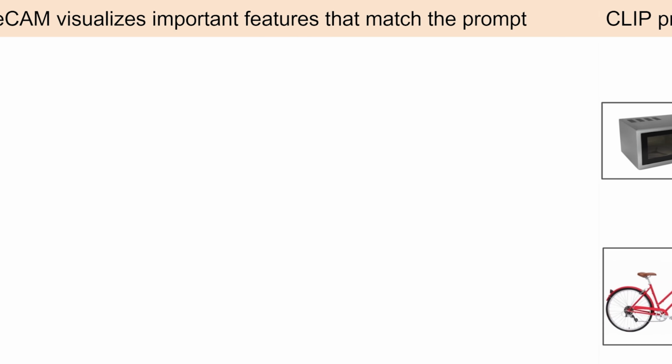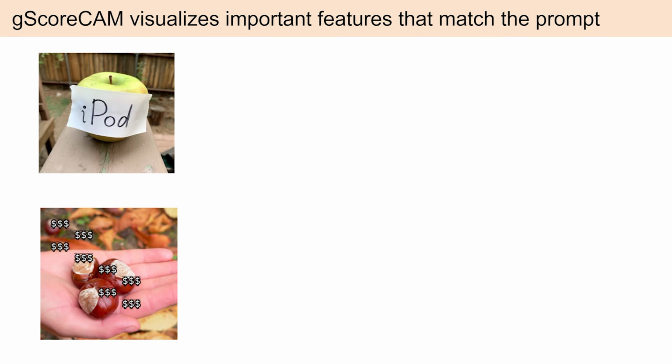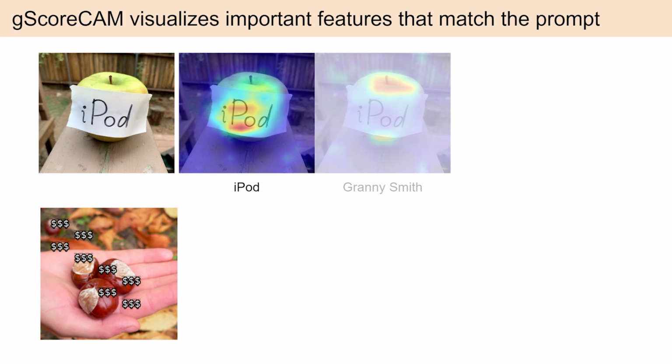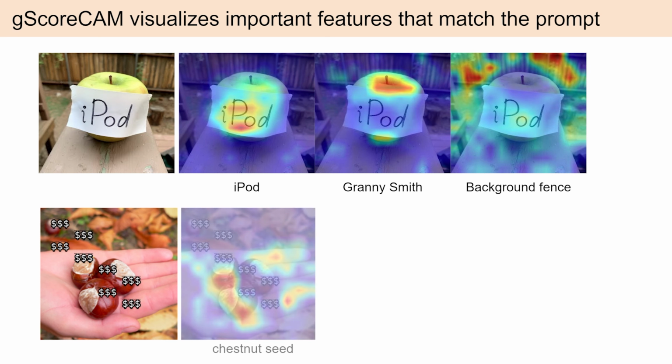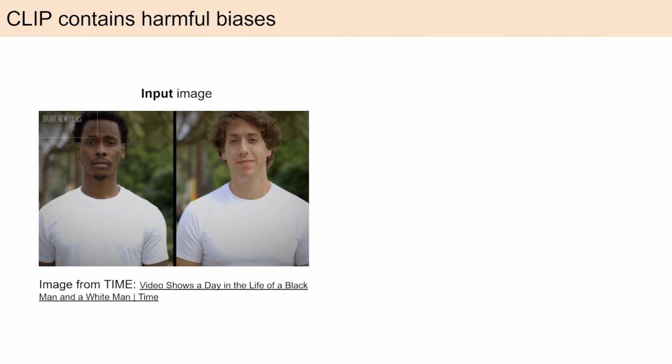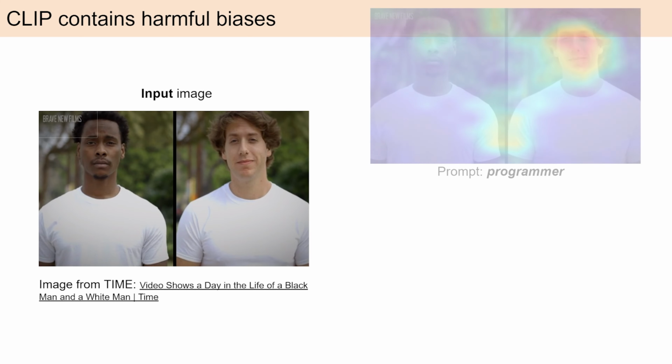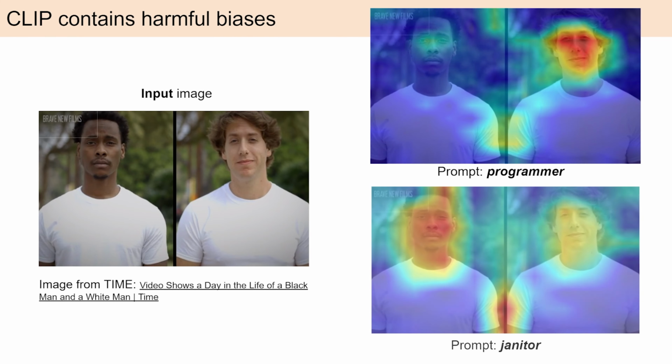Going back to the typographic attack examples earlier, using gScoreCAM, we find that CLIP can read the iPod text, localizes the apple, and even the background fence. Similarly, CLIP can localize the chestnut seed, the dollar sign, and even the hand holding the chestnut seed. gScoreCAM also shows us bias in CLIP. For example, it tends to think programmers are white men, while janitors are black men. A worrisome bias that may cause harmful consequences when CLIP is used in many real-world downstream applications.